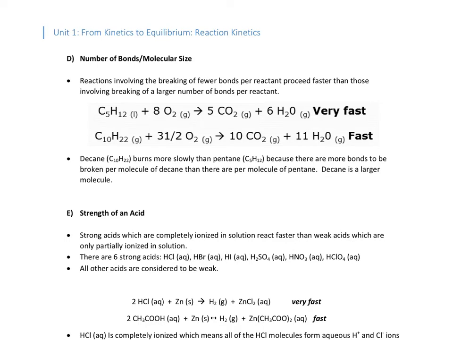Reactions involving the breaking of fewer bonds per reactant will also proceed faster than those involving breaking a larger number of bonds. For example, if we were to just look at two different combustion reactions, the only difference here is our hydrocarbon, C5H12 versus C10H22. Well, the reaction involving 5 carbons and 12 hydrogens will be a lot faster than a combustion reaction involving 10 carbons and 22 hydrogens. So the fewer bonds that need to be broken, the faster the reaction.